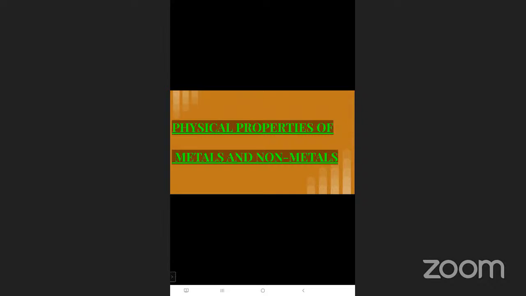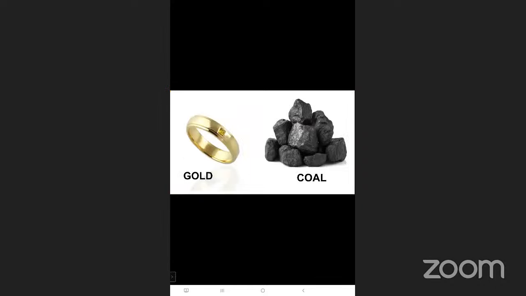So the physical properties of metals and non-metals. Here we know that metals and non-metals are very important for us. Here we have some physical properties of these metals and non-metals. We can generally associate the physical properties with the most common metal. We must have seen gold.